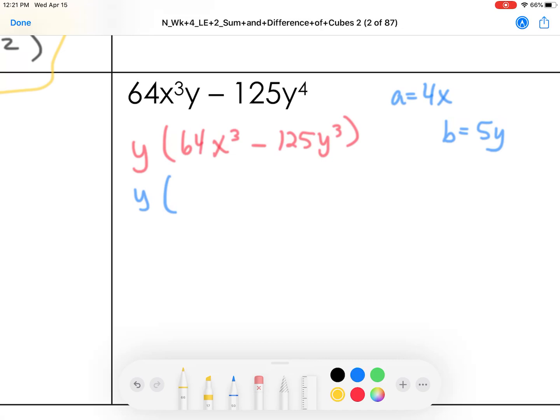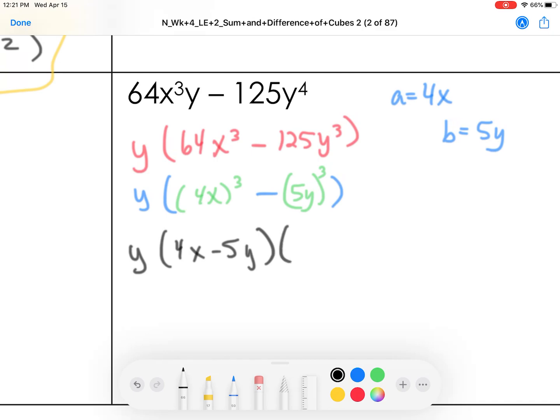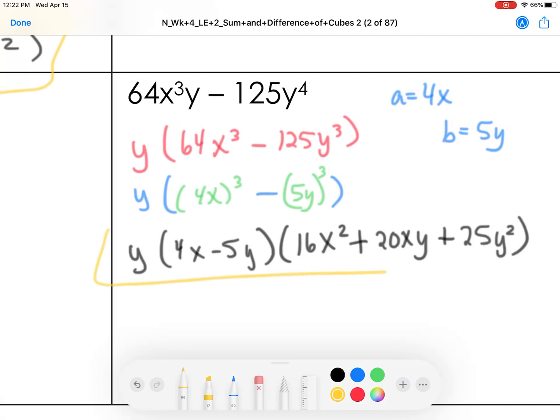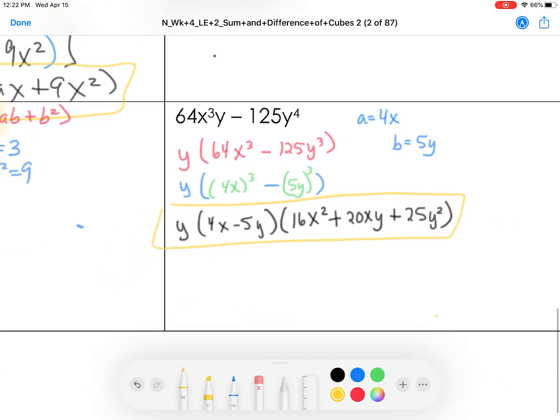So we have y times 4x cubed minus our b value, which is 5y cubed, or the b value being cubed. Now we're going to just follow our formula. So we start with the y, then we have a minus b, so 4x minus 5y. Then we have a squared, so 16x squared plus a times b, 4 times 5 is 20xy, plus b squared, 5 times 5 is 25y squared. And that's the factored form of that difference of two cubes.